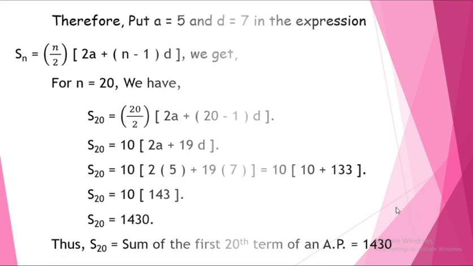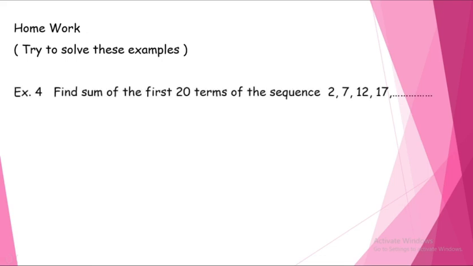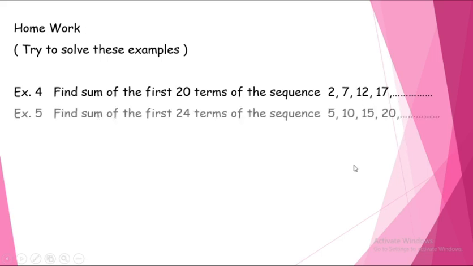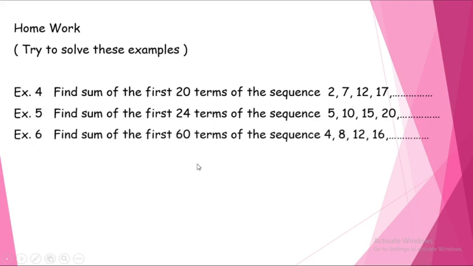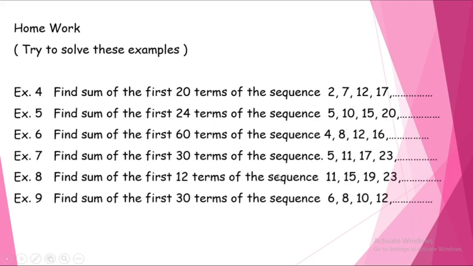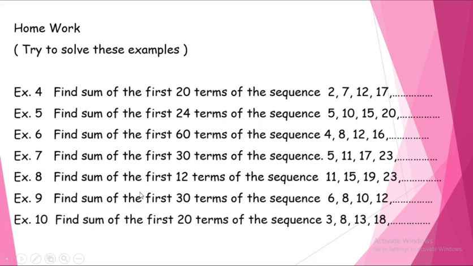Now try to solve these examples for homework. Find the sum of the first 20 terms of the sequence 2, 7, 12, 17 and so on. Similar to this are the fifth example, sixth example, seventh, eighth, ninth, tenth. Try to solve these examples to get a clear idea; these examples are based on the previous three examples. If we solve these examples, you get the idea. Try it.